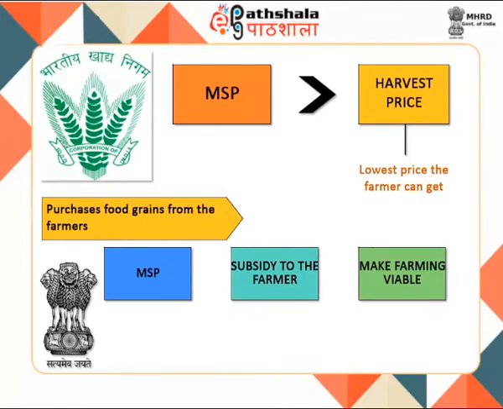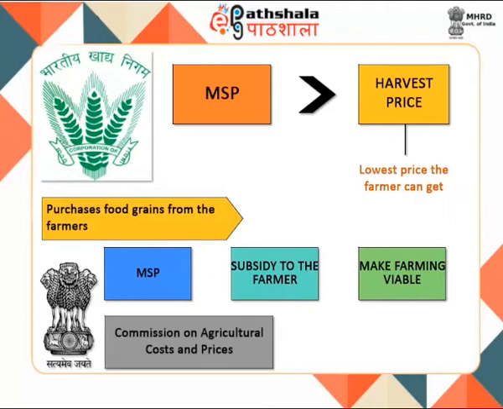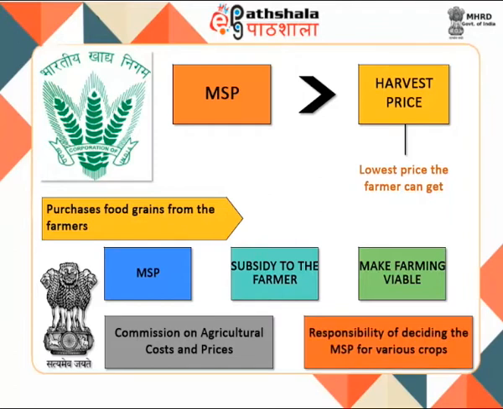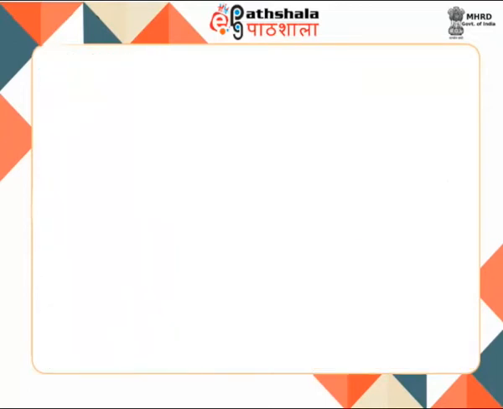The government has set up the Agricultural Prices Commission, which was later renamed as the Commission on Agricultural Costs and Prices, with the responsibility of deciding the MSP for various crops.